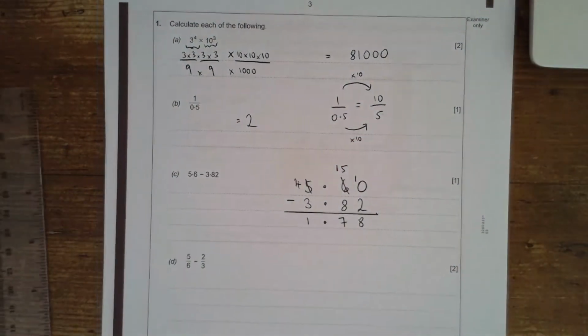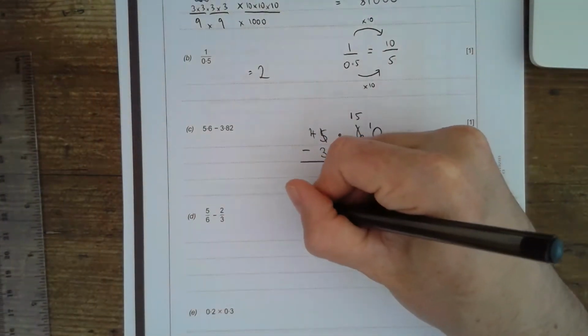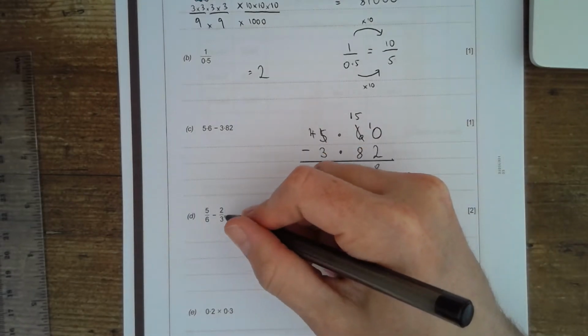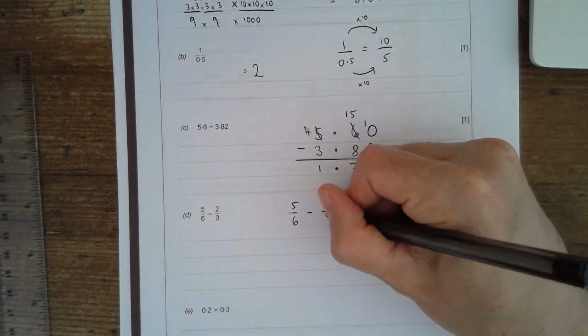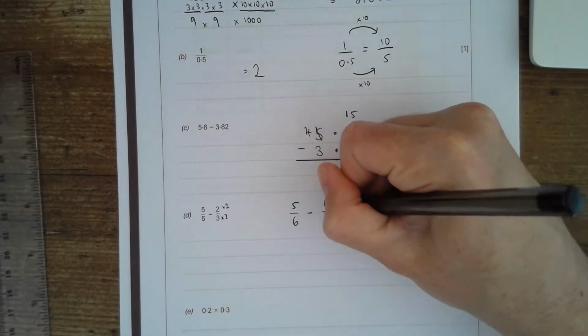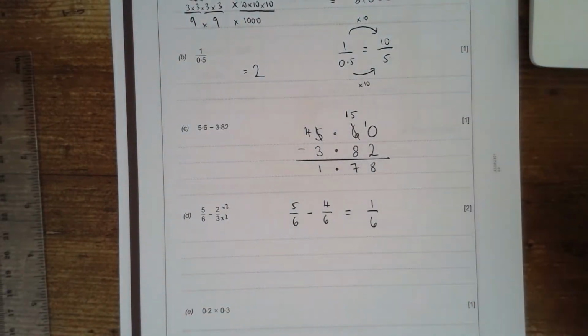And then for D, you have to have the denominators the same on both. So we're going to say it's 5 out of 6, take away. I can turn the smaller denominator into 6 by timesing it by 2. But whatever I do to the bottom, I must do to the top. So 2 times 2 would be 4. So 5 out of 6 take away 4 out of 6 would leave me with 1 out of 6.